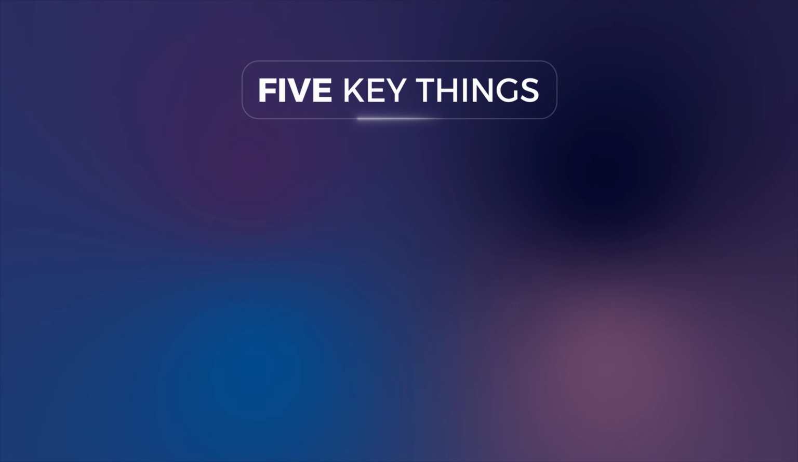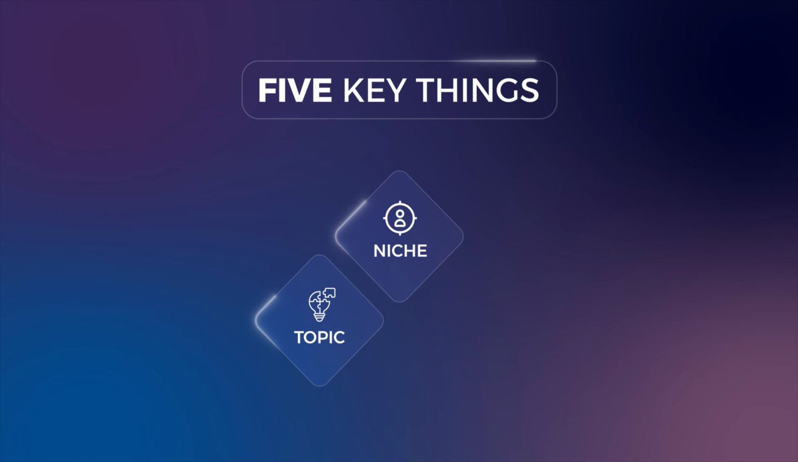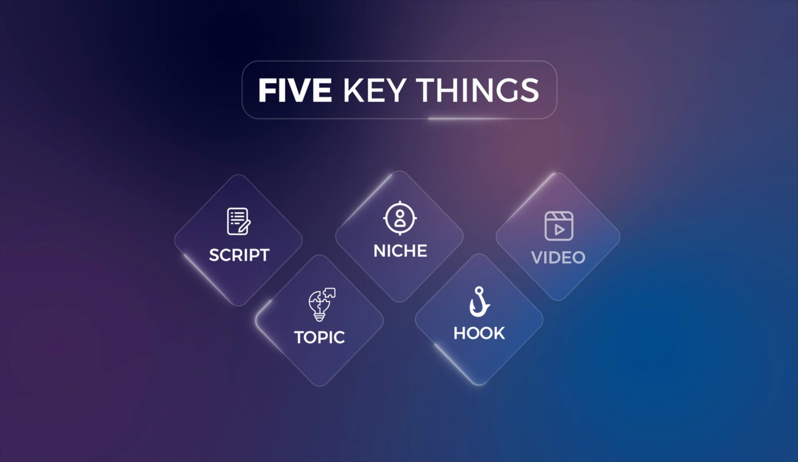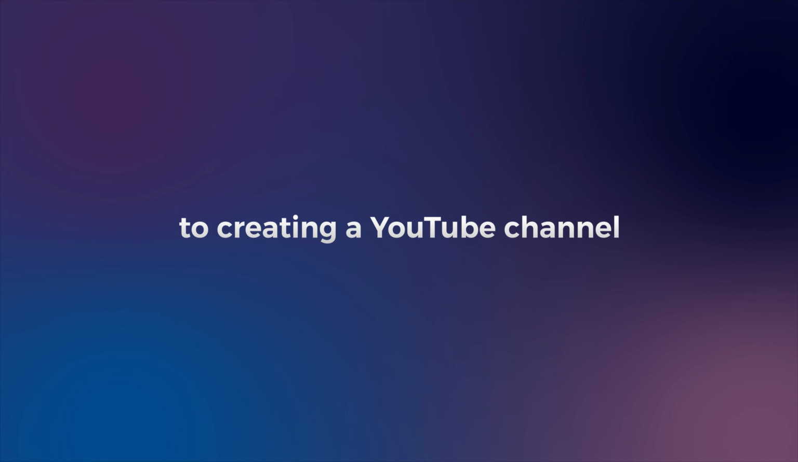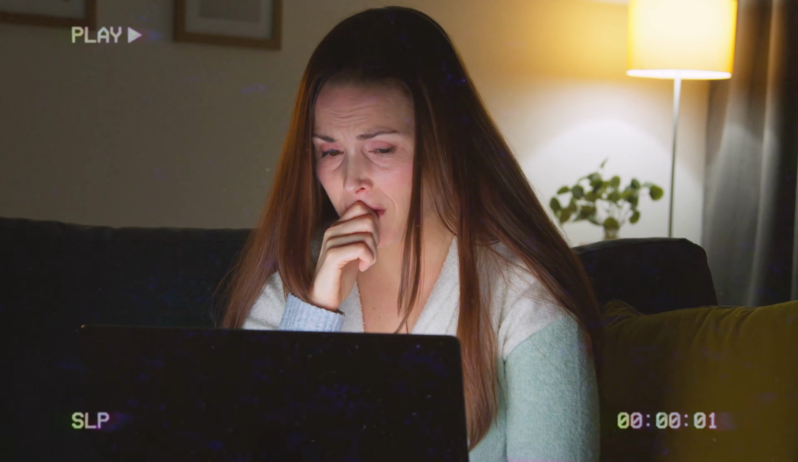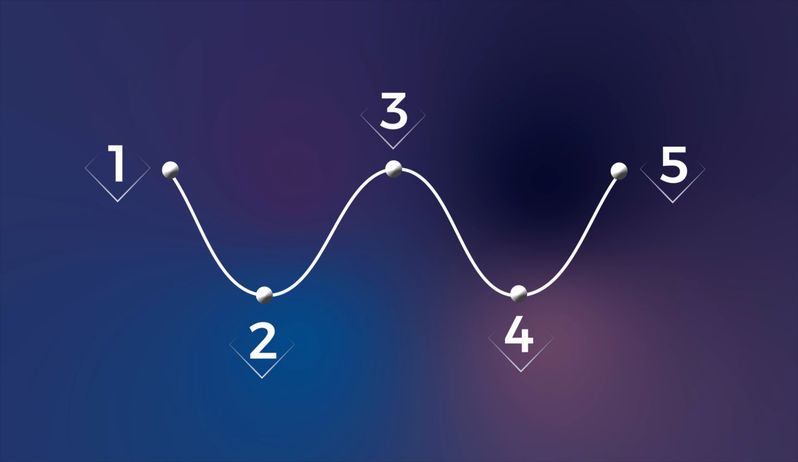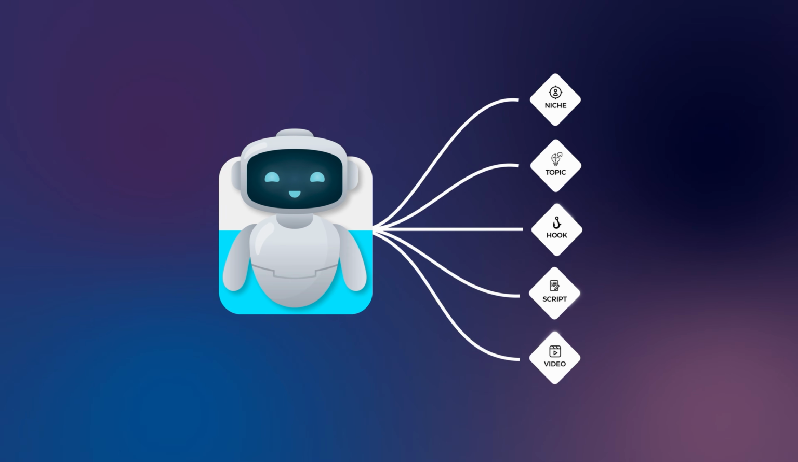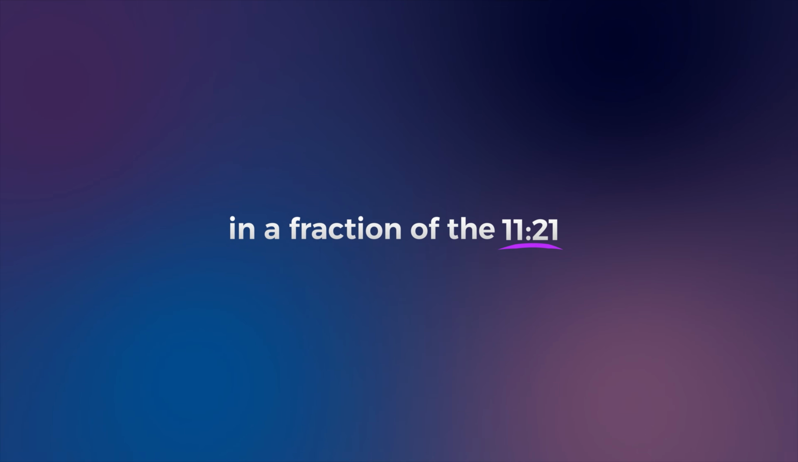Now, let's get started. So to create a YouTube video, no matter whether you're using AI or not to create it, you need 5 key things: a niche, a video topic, a hook to grab your viewers' attention, a script, and of course the actual video. Usually these things take a while to create on your own, especially if you're brand new to creating a YouTube channel. But I don't want you to worry about that anymore, because in the next few steps, I'm going to show you how you can use AI to create all of these things in a fraction of the time it would normally take you to do it yourself.